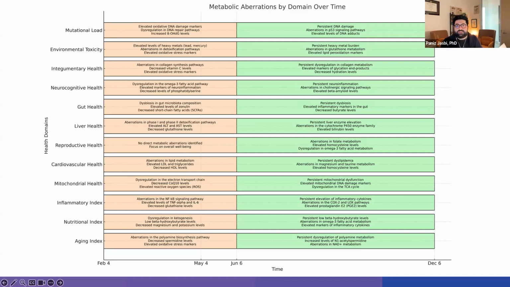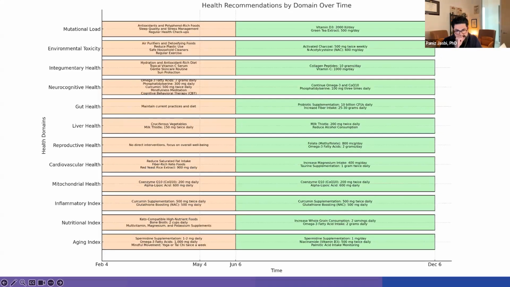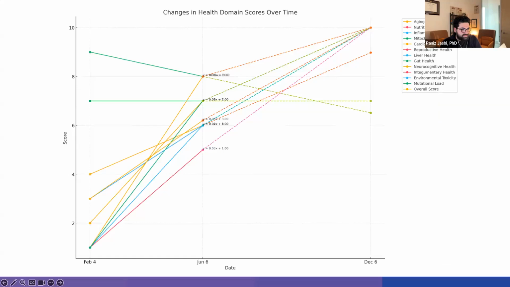So that will then trigger a new set of recommendations designed to address what is persisting from the initial testing instance, as well as new issues that may come up given changes in her diet and lifestyle, and of course, what we've recommended via digital twinning. Now, what we can actually show is that she has 12 scores that we look at: an overall score, as well as domain scores for each one of these individuals.